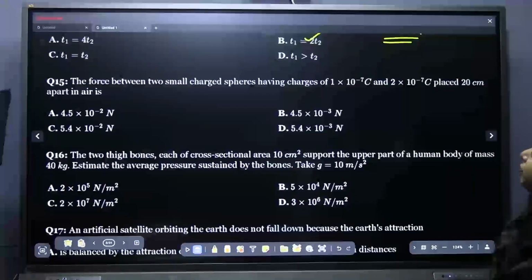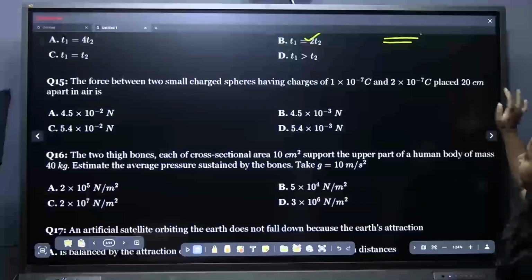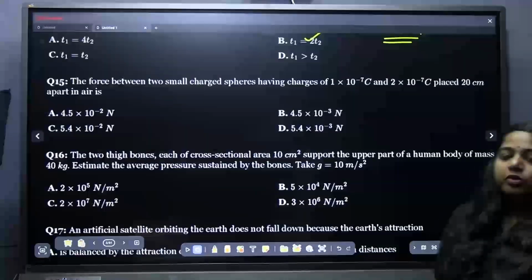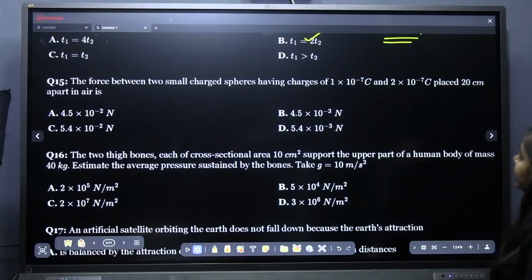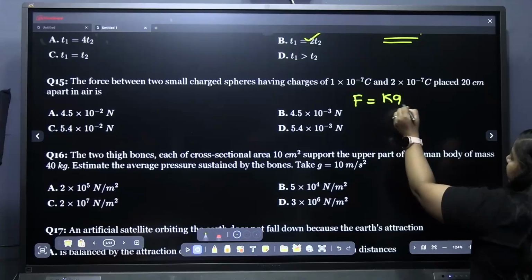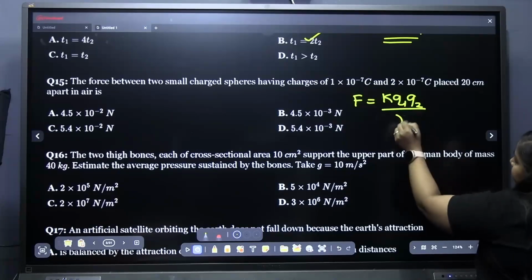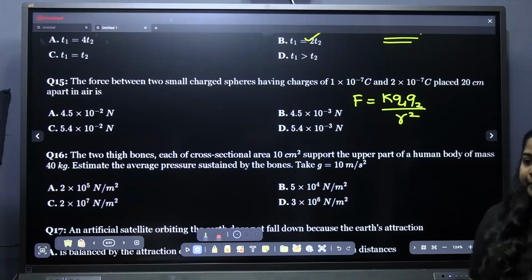Next one, force between two small charged spheres is given. They are placed 20 centimeter apart. So force we have to find. Two charges are given, q1 and q2. Direct formula, force equal to k q1 q2 by r square. Substitute that, you will get the answer.